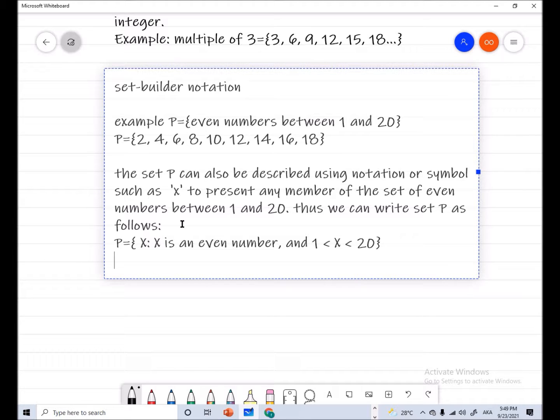Then we try the new one, using set builder notation to write it. They are describing here the X, the members. P is the set of X, which are the members, where X is an even number, less than 20. From 2, 4, 6, 8, 10, 12, and so on, up to less than 20.